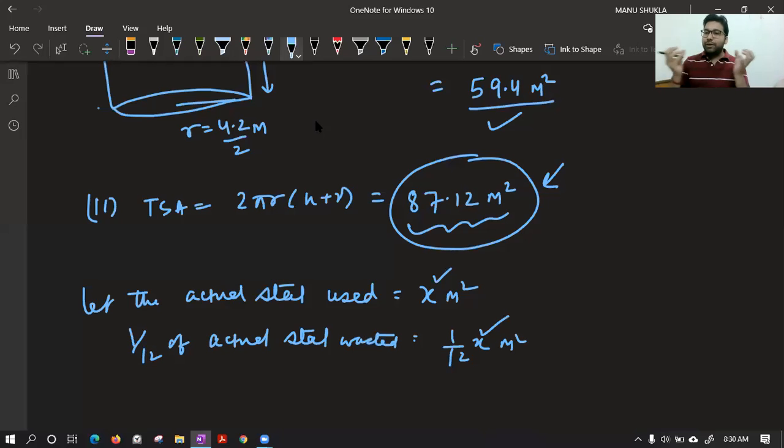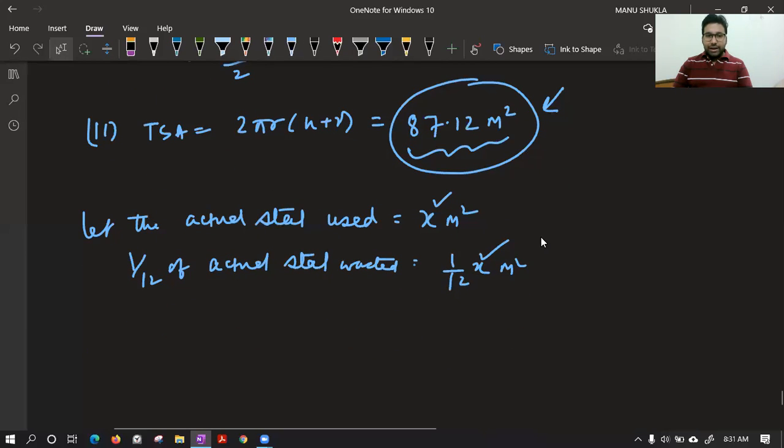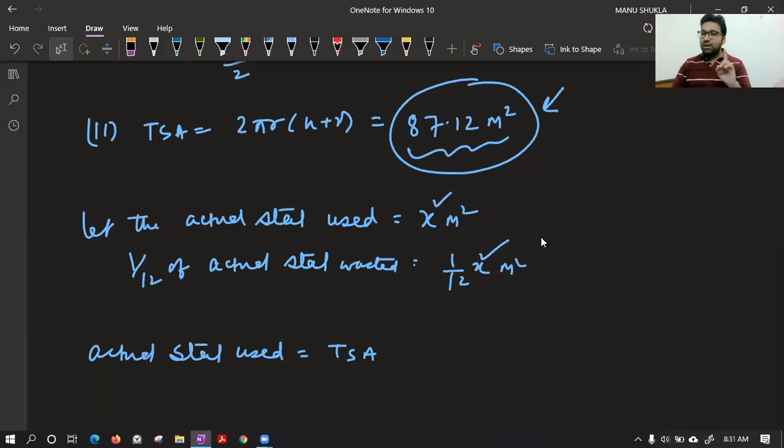Now comes the statement. What should we write? What should be the equation statement before putting the values? How will we make the invigilator, how will we make the world understand what we are going to do? Simply you will say, sir, as per me, the equation should be: actual steel used is equal to total surface area plus what? Class, total surface area of the cylinder plus what? The waste. And the waste we have already found is 1 upon 12 X.